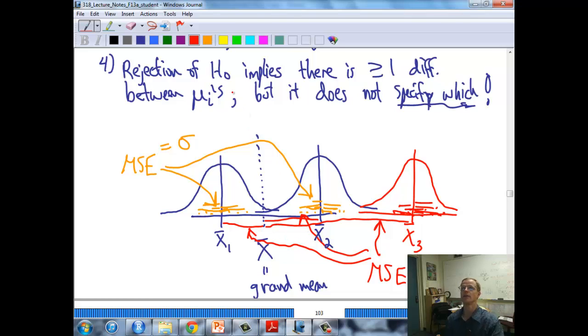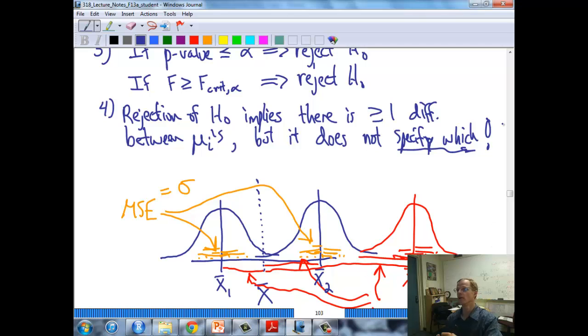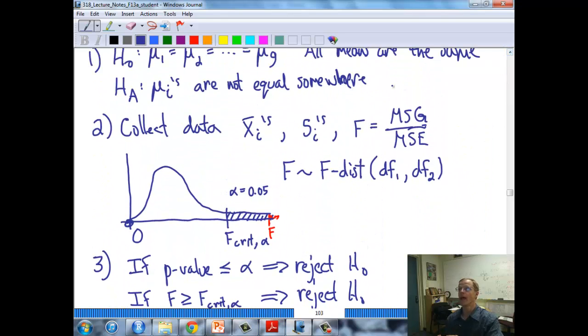Okay. And so here is the result. The F statistic is the mean squares of the groups divided by the mean squares of the error. And this is as follows. If it's greater than or equal to 1, that implies population means are different. If it's less than or equal to 1, that means the population means are the same.